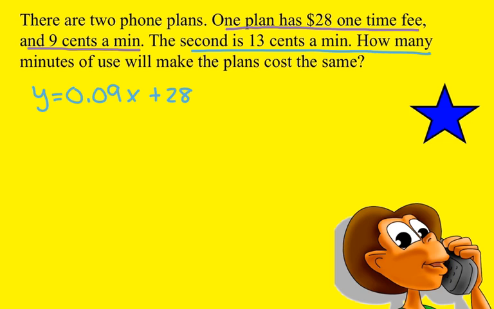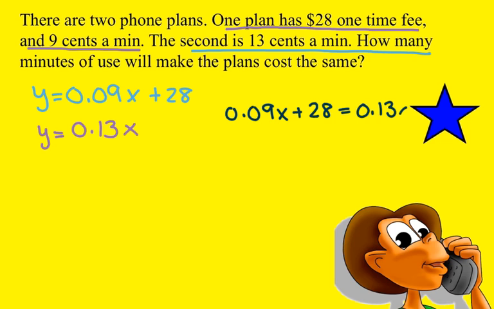The next one charges only 13 cents a minute. So that's 0.13x. There is no setup fee or one-time fee, so that means we don't have a b. That would be like saying plus 0. Now, we want these 2 plans to be the same, so that means I set them equal to each other. So the way I set this up is 0.09x plus 28 equals 0.13x. And now I solve this as a multi-step equation.